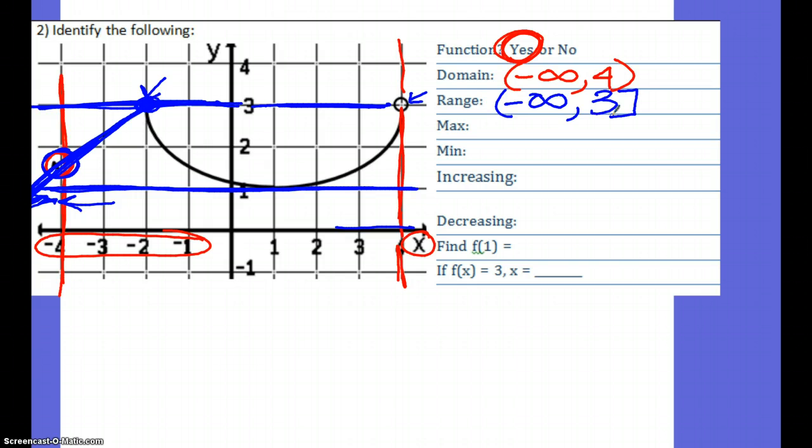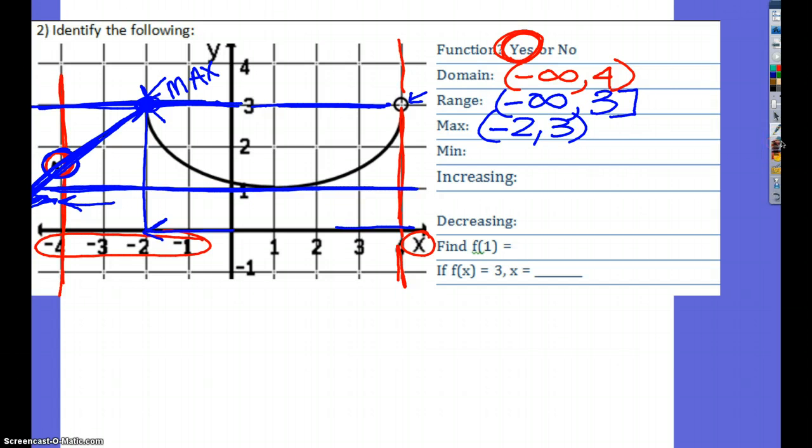The maximum is the highest point on the graph. Again, it's those two places we just looked at, except this is open. Therefore, that is not an actual solution. It is going closer to that point but never gets there. So your maximum is right here. And you go left 2 and up 3 as we're writing it as an ordered pair. So negative 2 comma 3.